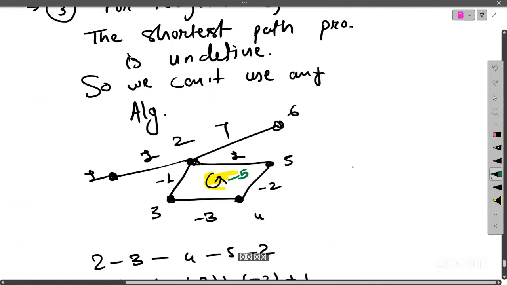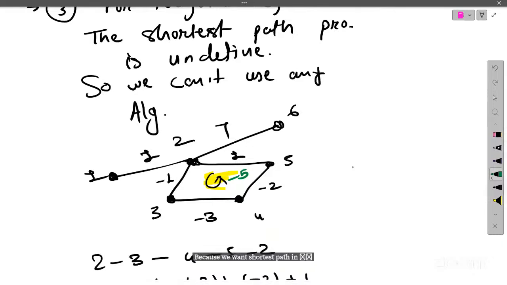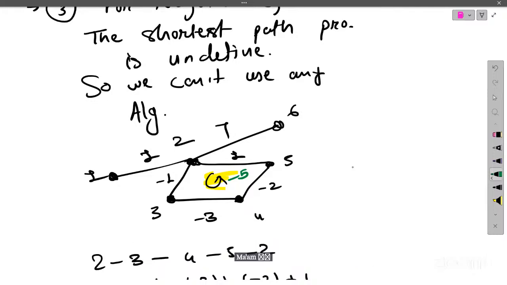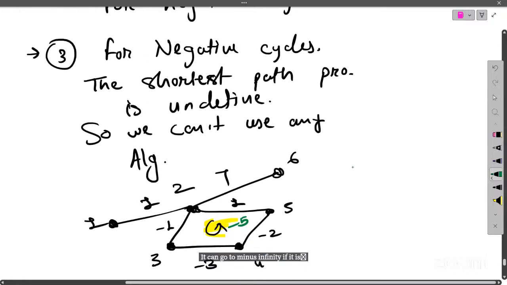Why do we go around the cycle again and again? Because we want the shortest path, and shortest path means minimum weight. So we can reduce the weight of this path by just going around a cycle. It can go to minus infinity. That's why the problem is not defined here. We cannot find the shortest path if we have a negative cycle.